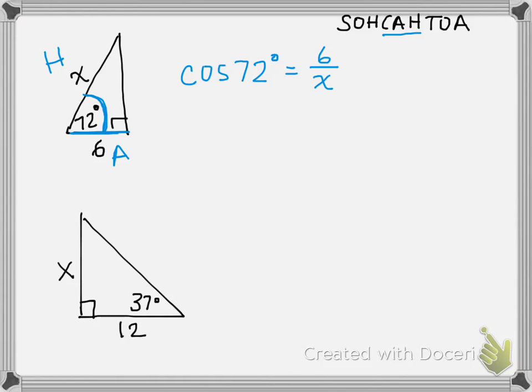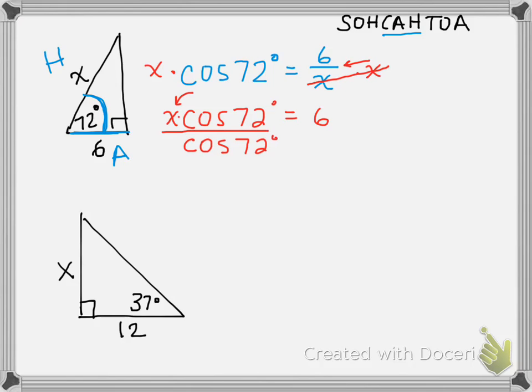Now we're dividing by x here, so the opposite of dividing by x is multiplying by x. So we multiply by x on both sides, and that takes that x completely away. So then we have x times cosine of 72 degrees equals 6. Well, the x is still not by itself, so we need to get it by itself. So we're multiplying here, so the opposite of multiplying is dividing. So we're going to divide both sides by that cosine of 72 degrees.